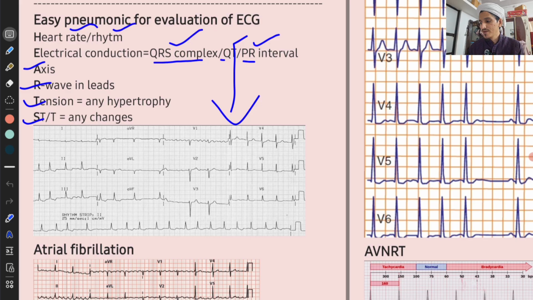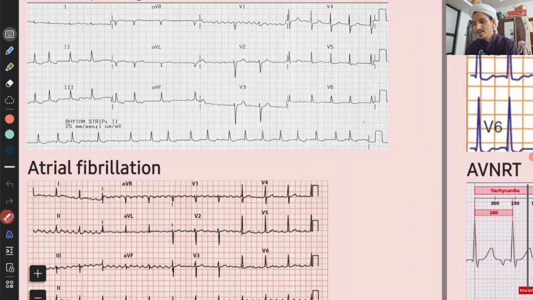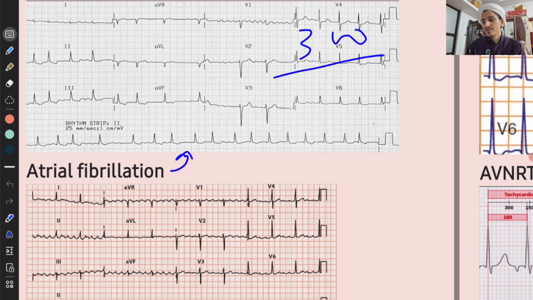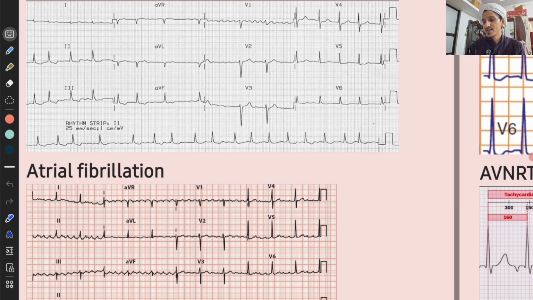Now we'll move on to some ECGs so that we can easily break down those flowcharts. See here, this is an ECG of atrial fibrillation. The rate you can't calculate by standard methods, like 300 divided by big boxes or 1500 divided by the number of small squares. You have to calculate the rate by the 6-second or 10-second method. I'm not going into detail of this, just remember.